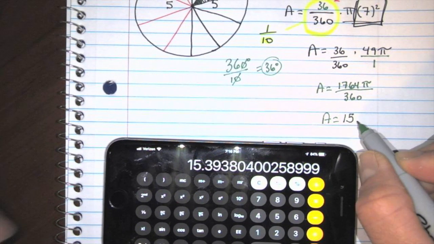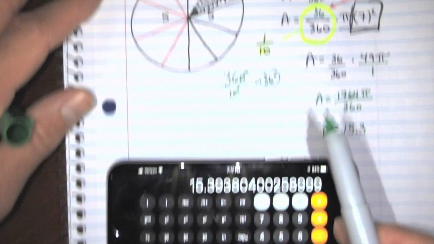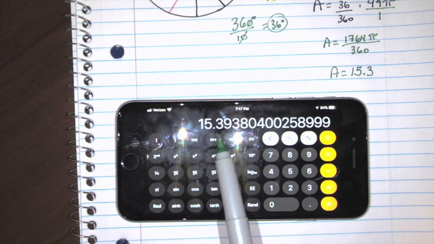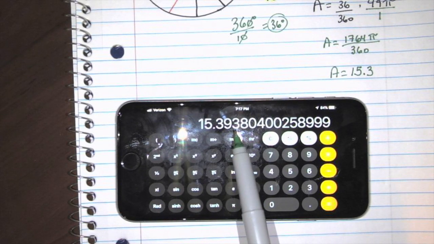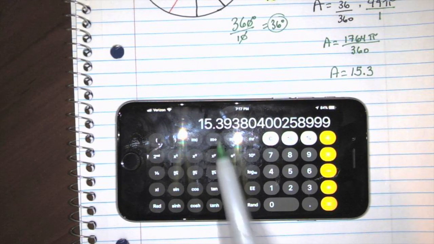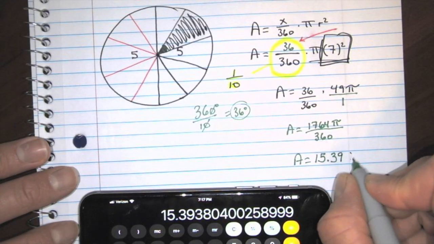Area of one slice of pizza is going to be 15.3... I want the nearest hundredth, and hundredth place, for everybody that does not know, is 2 decimals, 2 places past the decimal. So this 9, that 3 is going to keep that 9 a 9. If this was a 5 or higher, I'd kick it up to a 10, and that would affect the next number. It would be 0.40. But it's going to be 0.39. And units, how about inches squared?